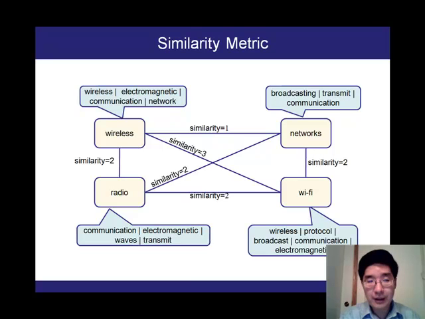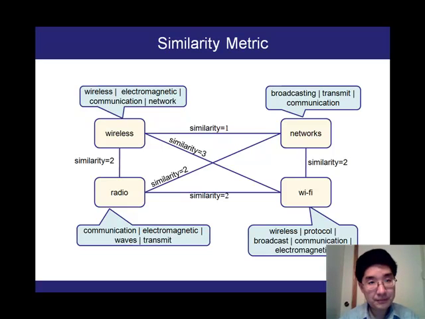Matches, that is the keyword similarity within each topic. So we form a topic hierarchy, and within wireless we have keywords such as electromagnetic, communication, and network. Within networks: broadcasting, transmission, communication. For Wi-Fi: wireless protocol, broadcast, and so on. Now notice that broadcast and broadcasting have overlap.